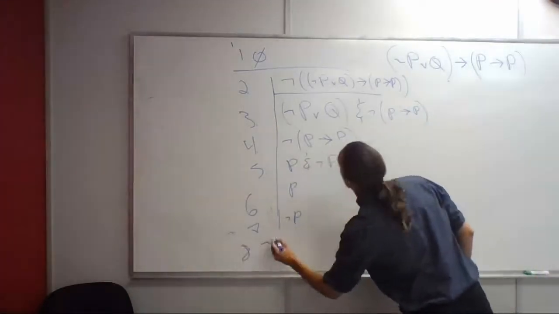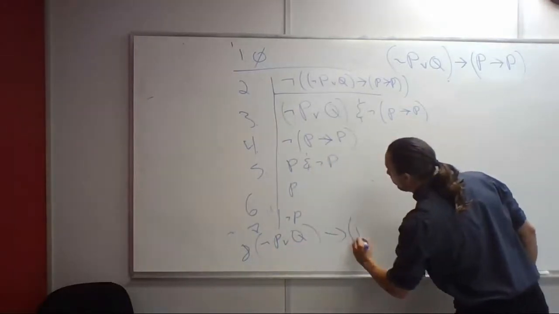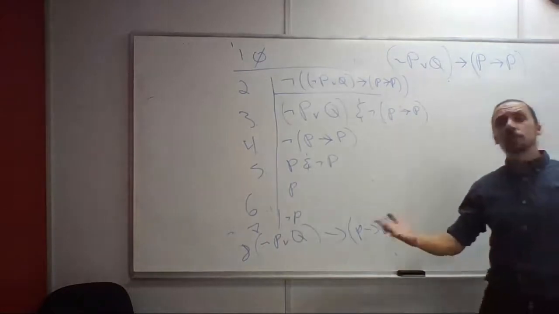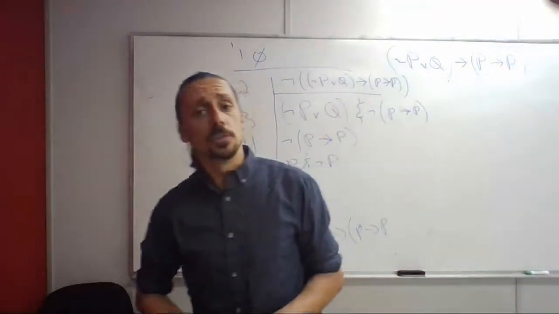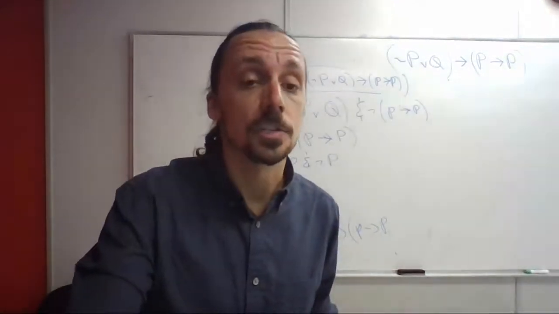Okay, and 8, not (P or Q), then if P, then P. That's how you do it with negated conditional. Now suppose you didn't have negated conditional in your bag of tricks. How would you do it? I'll leave that as a question to you, the viewer. I'll be right back with a new question.